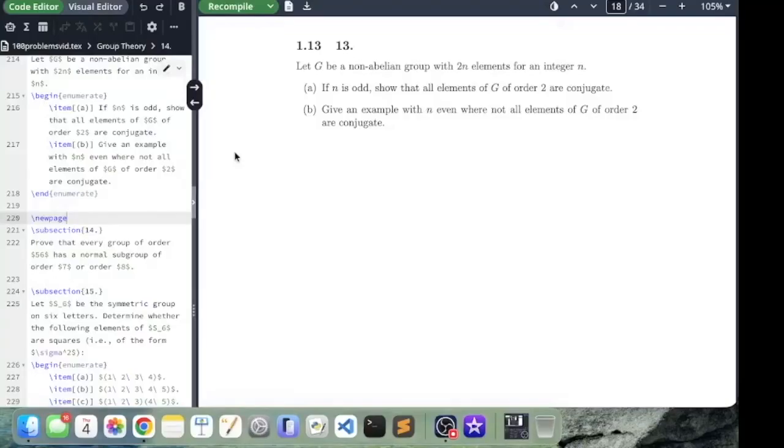Alright, problem number 13 in group theory. Let G be a non-abelian group with 2n elements for an integer n. Part A: if n is odd, show that all elements of G of order 2 are conjugate. Okay, we have a non-abelian group with 2n elements, and we want to show elements of order 2 are conjugate. So this is definitely screaming Sylow.